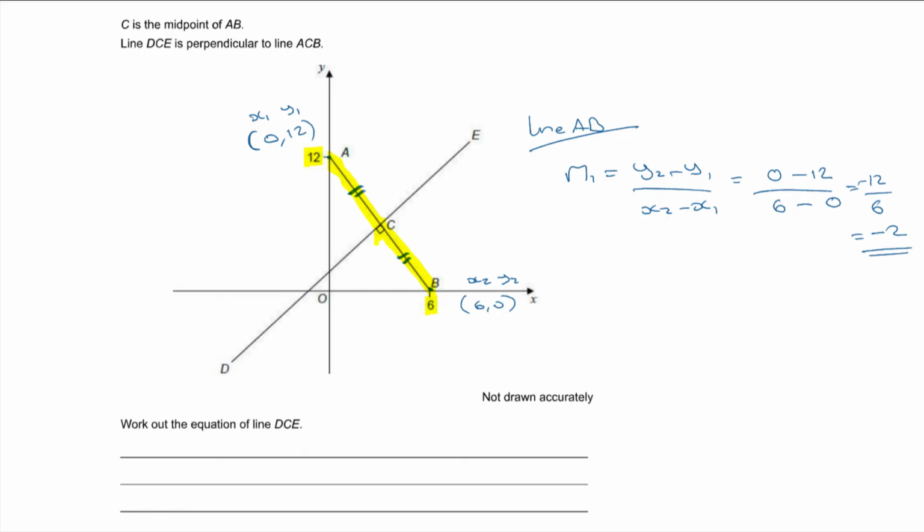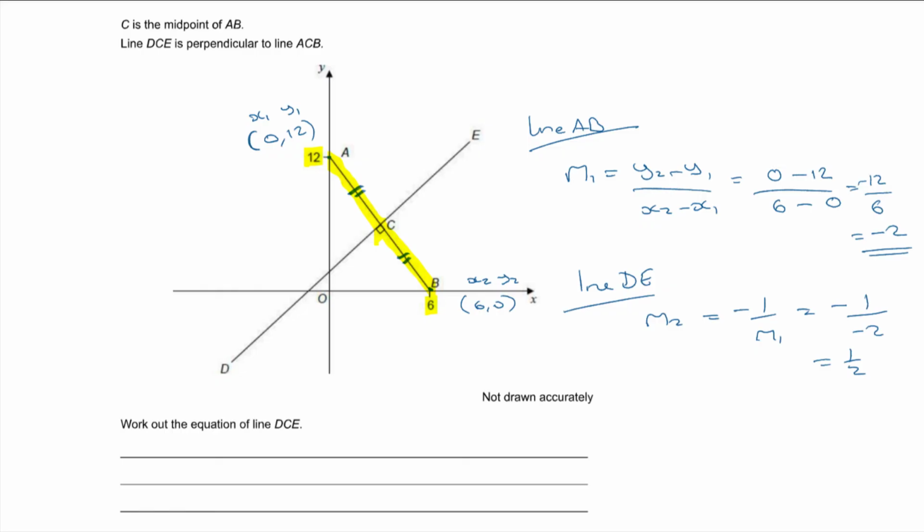So what is the gradient of my line DE then? So switching to line DE, M2 is going to be the negative reciprocal of M1, isn't it? Which is going to be minus 1 over negative 2, which is the same thing as a half. Positive half. Okay, that looks about right, because it's a positive gradient. DE is sloping upwards. It's not sloping up super steeply, even though it's not drawn accurately. Kind of fits with my diagram, doesn't it? So M2 is equal to a half.